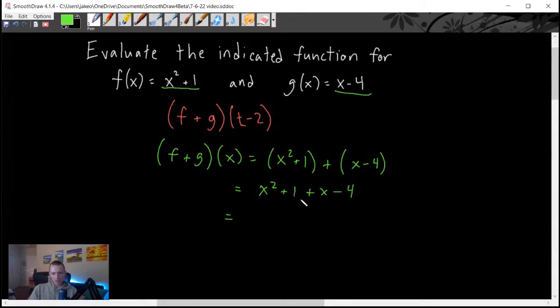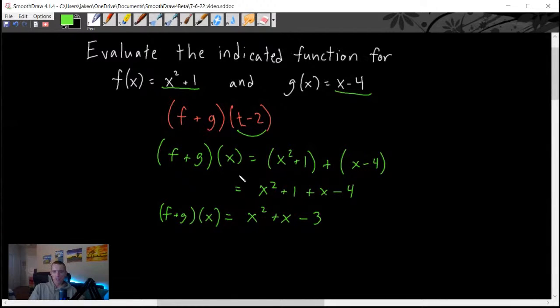So now from here, we can just combine our like terms. We have an x squared term, just one of them, so there's not another one we can combine there. Then we have a plus x term, just one of them, so we can't really combine anything there. But we do have a plus 1 and a minus 4, so we can combine those. So x squared plus x are just going to carry through. Plus 1 minus 4 is going to become minus 3. So now this is just our generic f plus g of x.